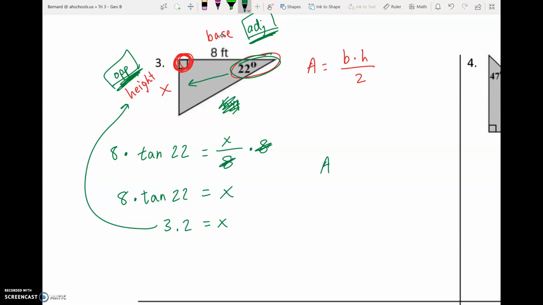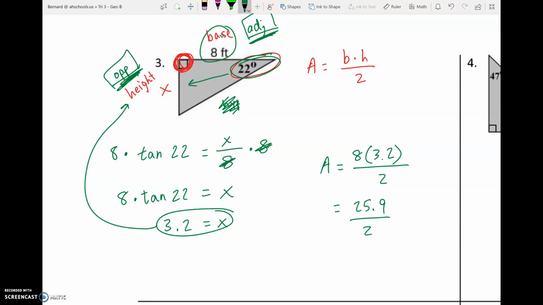And so our area is now base times height divided by 2. Base was 8. Height we solved for, 3.2. So 8 times 3.2 divided by 2. 8 times 3.2 is roughly 25.9. We'll have to divide that by 2, and that's going to be 12.9 feet squared. And there's our answer.